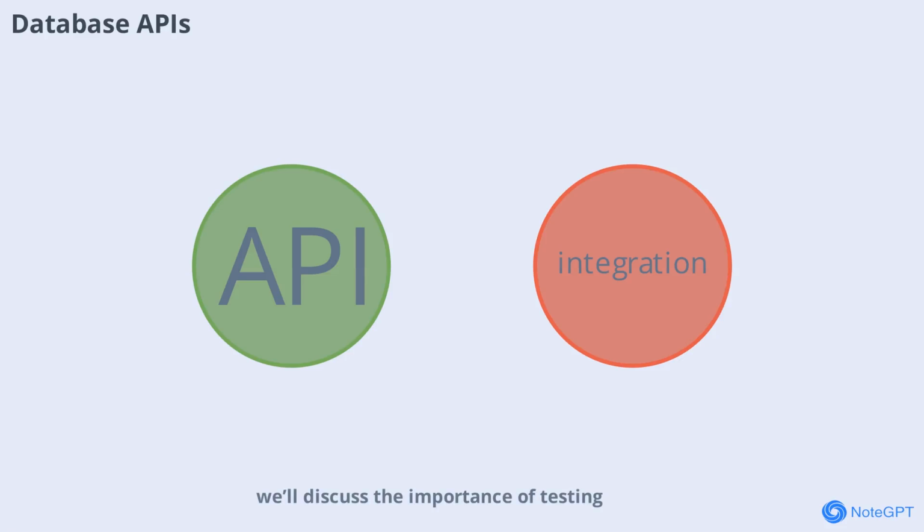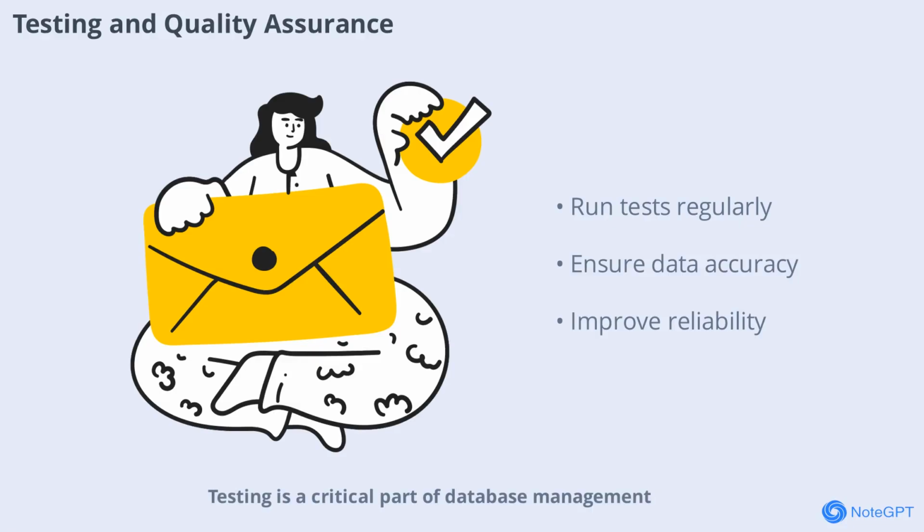In the next scene, we'll discuss the importance of testing and quality assurance in database management. Testing is a critical part of database management. It ensures that your system works as expected and that data is accurate and secure. Quality assurance involves running tests on queries, backups, and security features. Automated testing tools can help catch errors early and improve reliability. Regular testing keeps your database healthy and reduces the risk of problems.